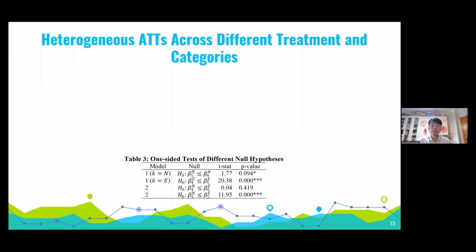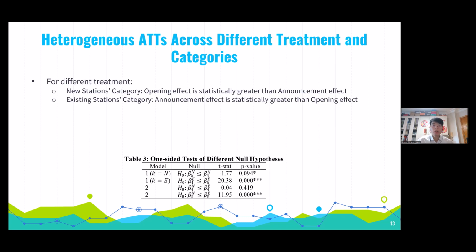Apart from that, we also conducted the t-test, and the results are as follows. Let's focus on the first 2 rows of our table 3. We can see that in both cases, it is statistically significant at least at the 10% level. So we can conclude that the opening effect is statistically greater than the announcement effect for the new station category, whereas the announcement effect is greater than that of opening for the existing station category.